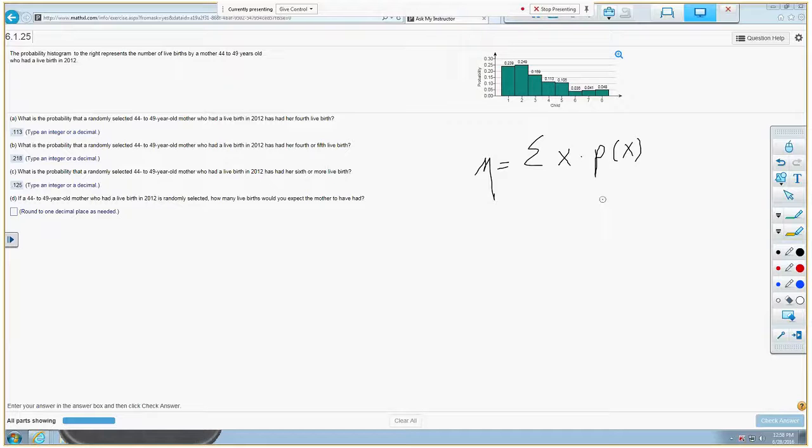So you look at the formula and it tells you what to do. So what are we going to do? Multiply x times p of x. And then we're going to add them all up. So we go over to our handy dandy Excel spreadsheet.